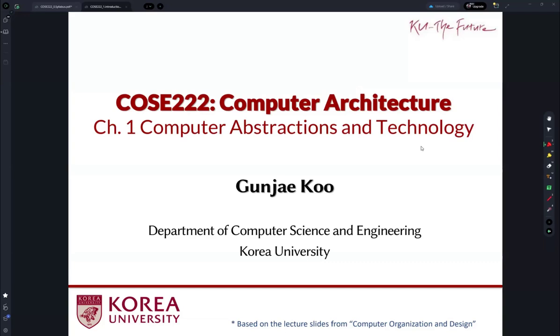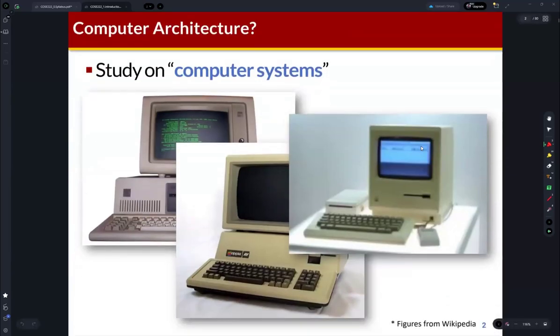Okay, so I will briefly introduce this computer architecture course. I just introduced some logistics, rules, and policies of this course, and now I will introduce computer architecture. So this is just an introductory lecture. Even though this is the first day of the semester, I will still teach. So what is computer architecture?